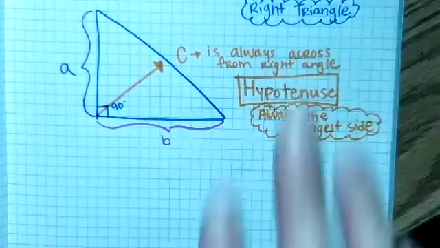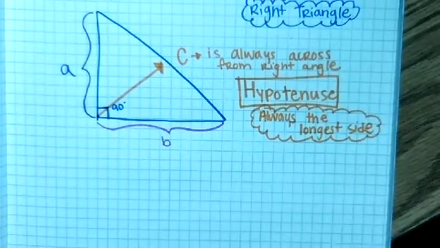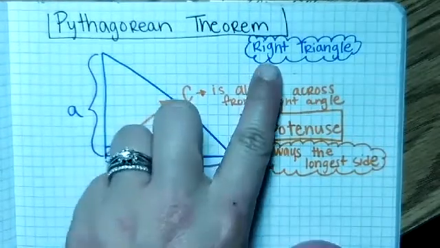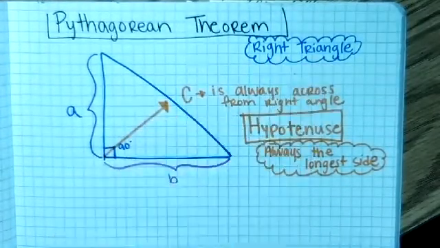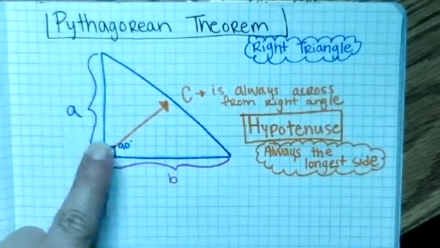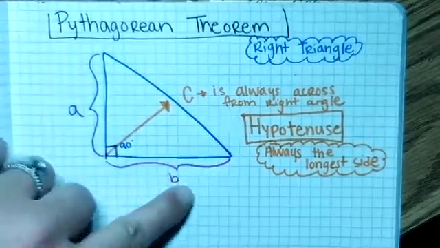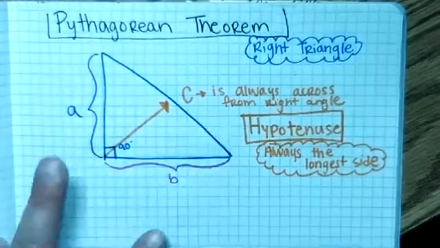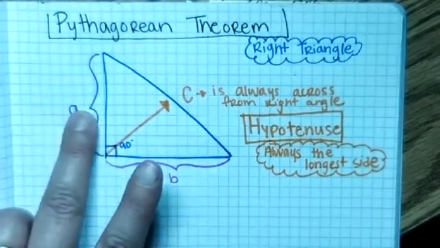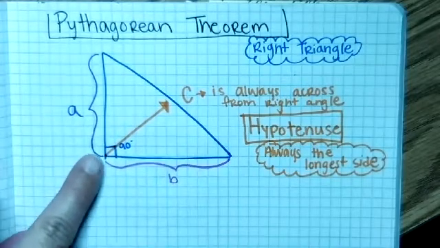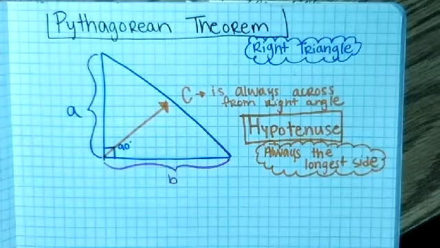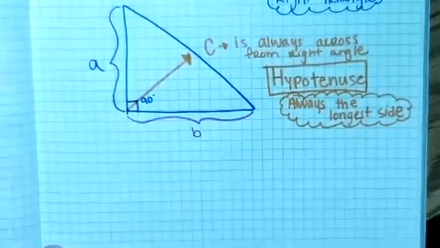So let's recap what we just talked about. The first thing is we're going to be talking about Pythagorean theorem. Pythagorean theorem, it has to be a right triangle. In the right triangle, you have a 90-degree angle. That's what makes it a right triangle. And then we have A, B, and C. But remember, A and B, it doesn't matter. It could be A and B, or it could be B and A. The only one that matters is C, and C is always across from that right angle. C is called the hypotenuse. So why does all that matter?